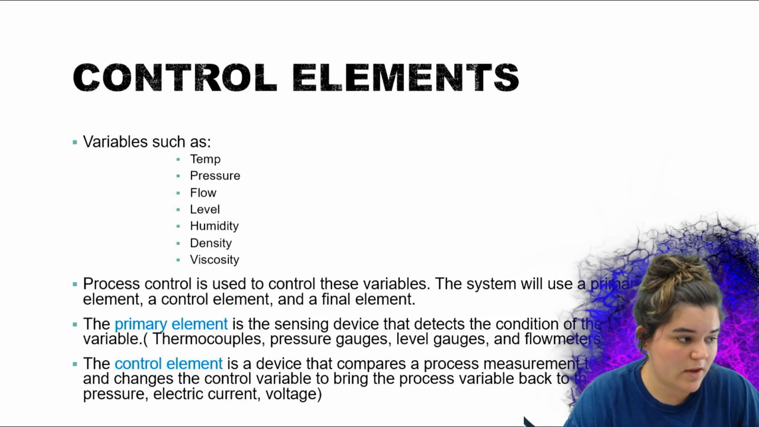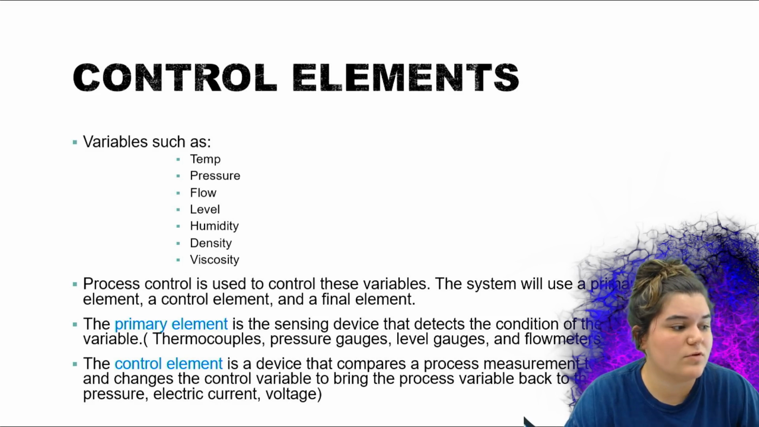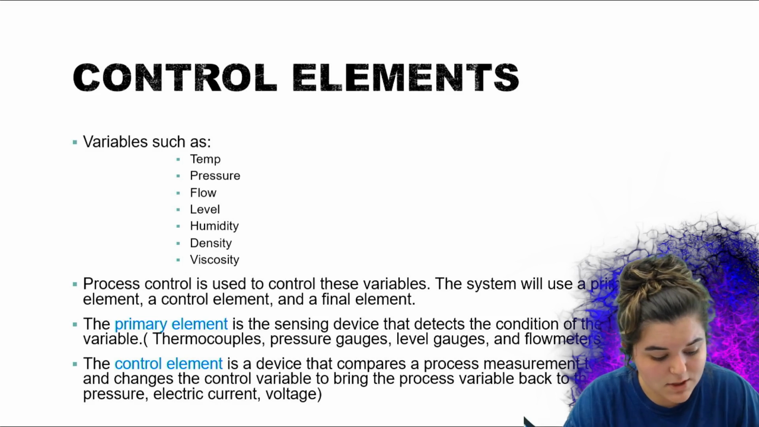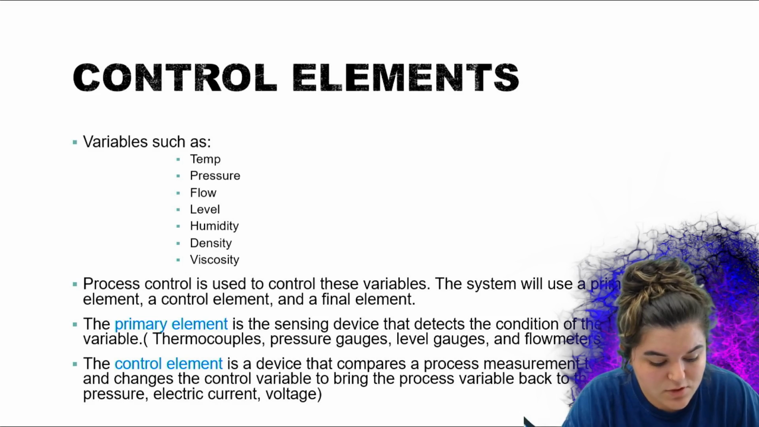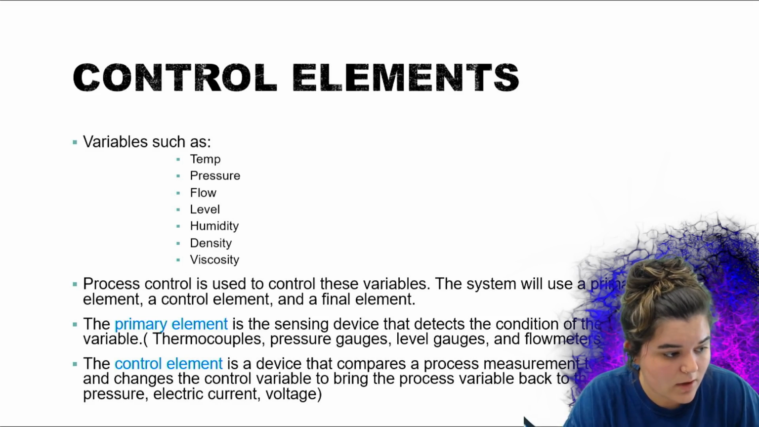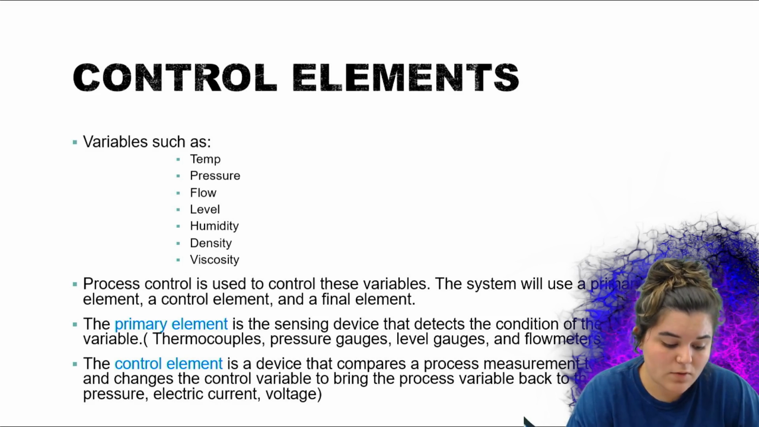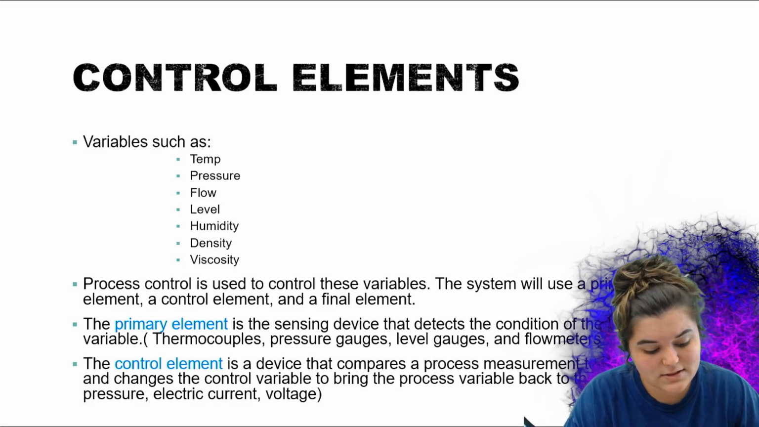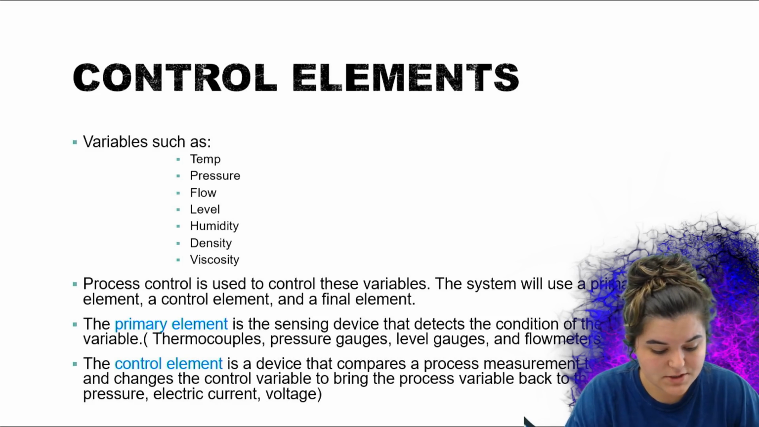So here's some control elements. So these are going to be variables such as temp, pressure, flow, level, humidity, density, viscosity. Process control is used to control these variables. So the system will use a primary element, a control element, and a final element. The primary element is going to be the sensing device that detects the condition of the process variable. So that's going to be thermocouples, pressure gauges, level gauges, and flow meters, stuff like that.